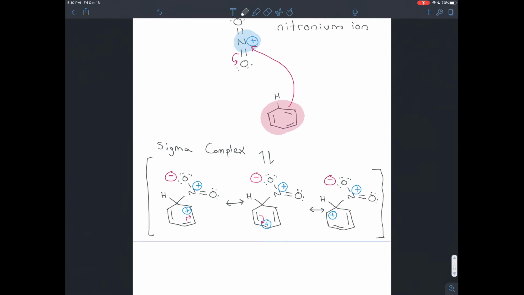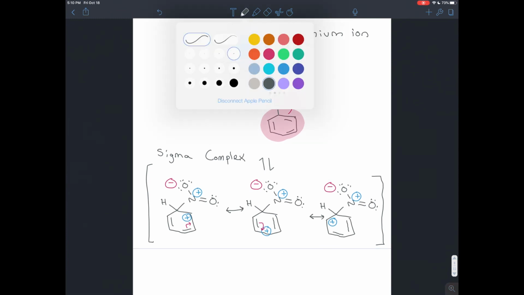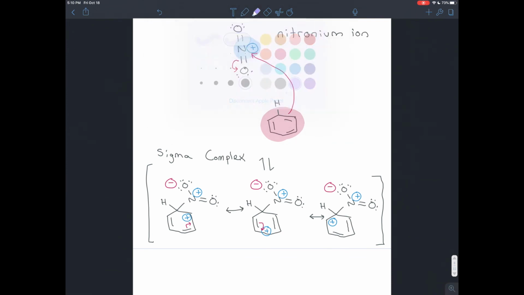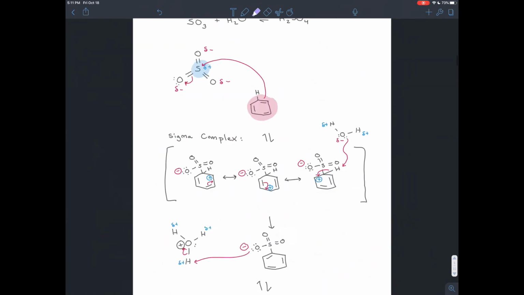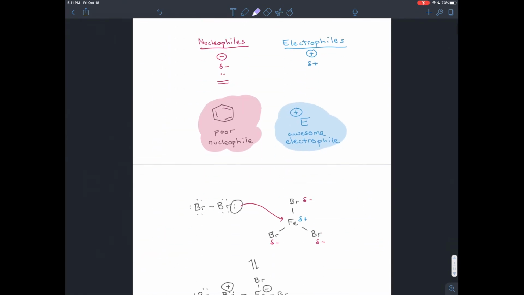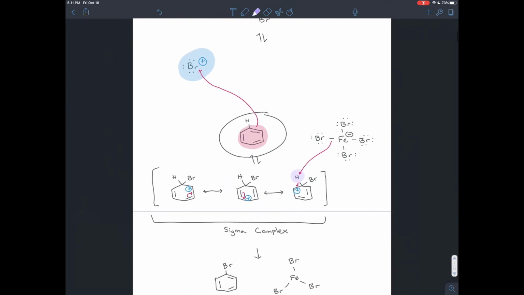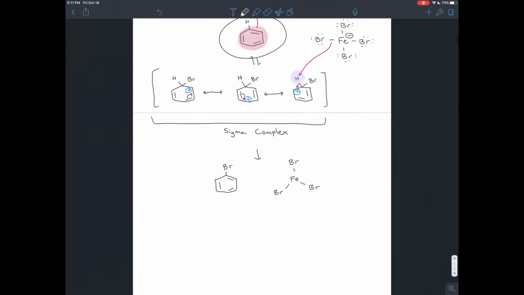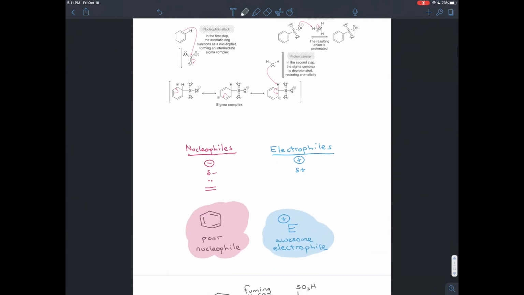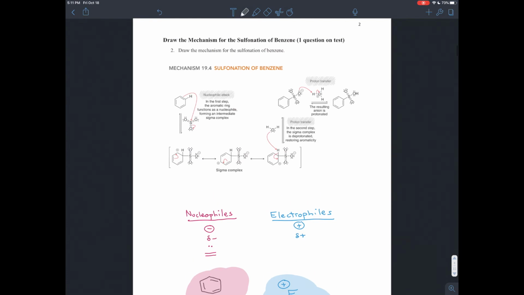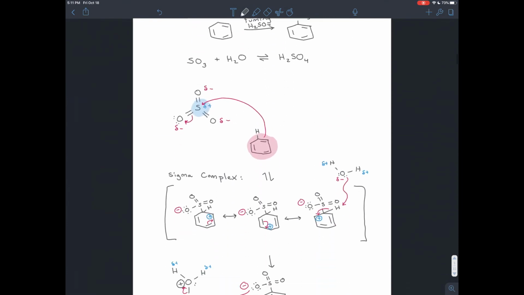So you want to recreate that, and so we need a base. We need a base to steal this hydrogen. And we've seen this in bromination and in sulfonation. In bromination, we had the bromine with the negative charge attacking that hydrogen to restore aromaticity. In sulfonation, we had water attacking that hydrogen to restore aromaticity.